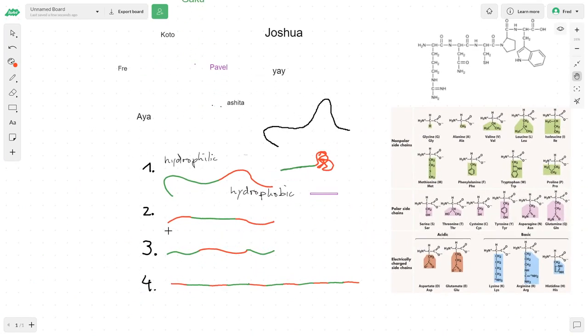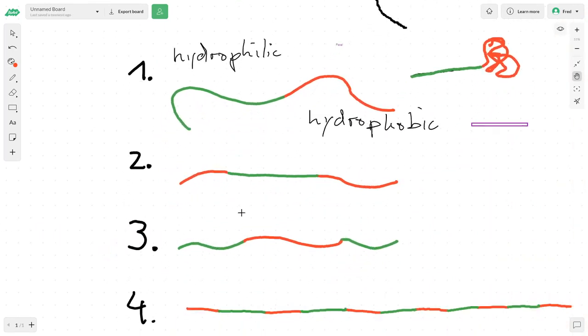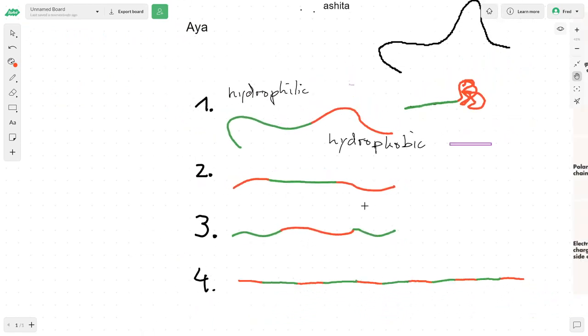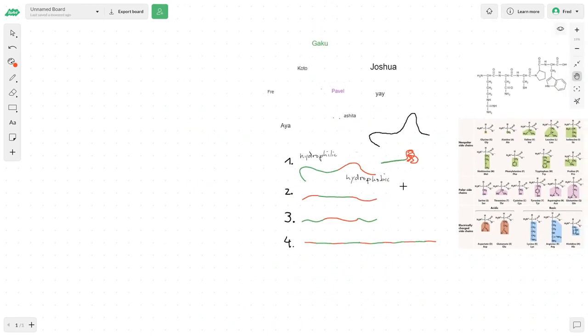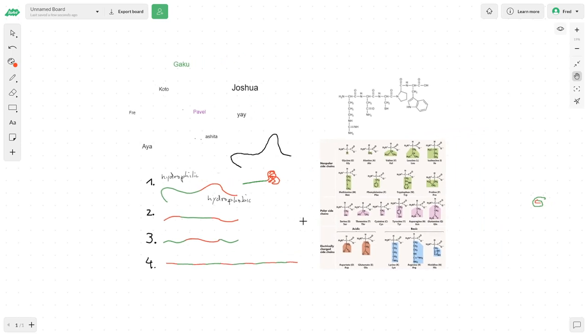So let's go to number 2. Now it's not 2 parts, it's 3 parts. So we first have hydrophobic, hydrophilic, and hydrophobic again. So what do you think? What would happen if we were to put this peptide into water?